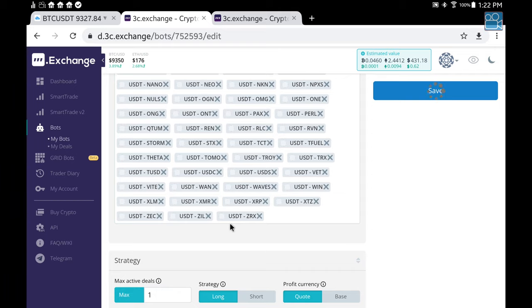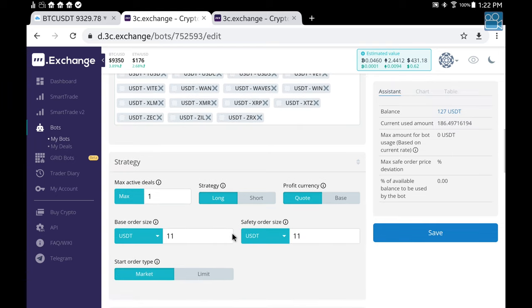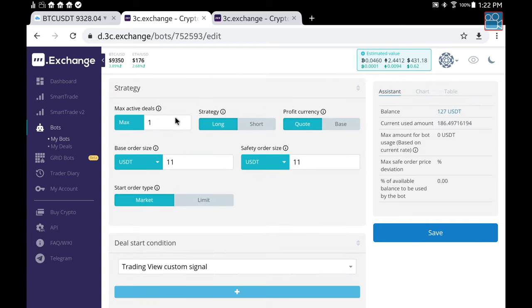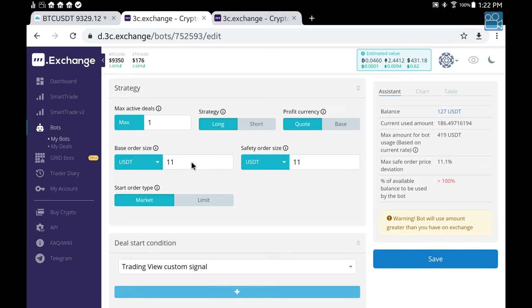Now I'm only doing one coin at a time, and I'm only using $11 per position, and I'm only using $11 per safety order. That's important because that's the secret of this entire process. Your safety order must equal your base order.